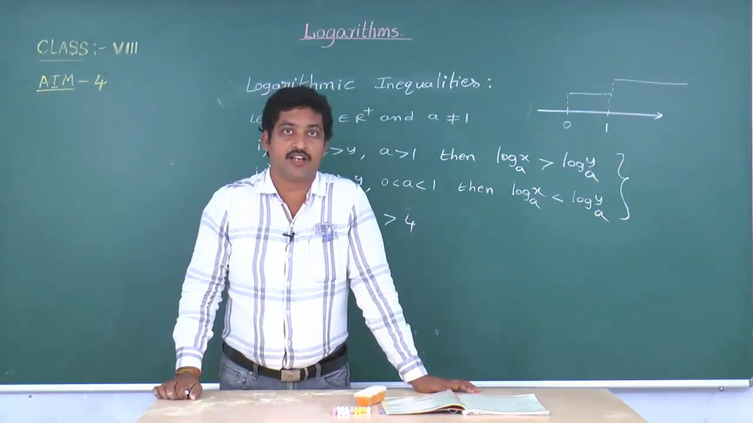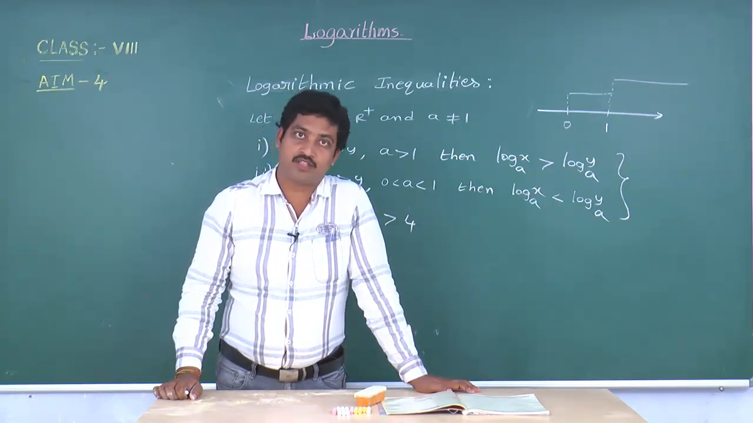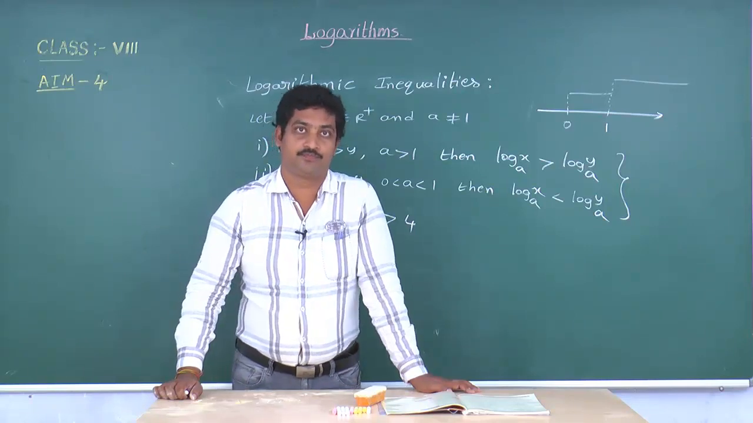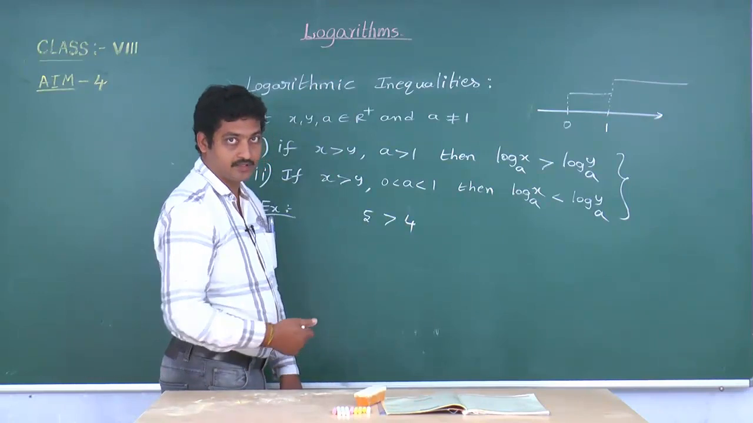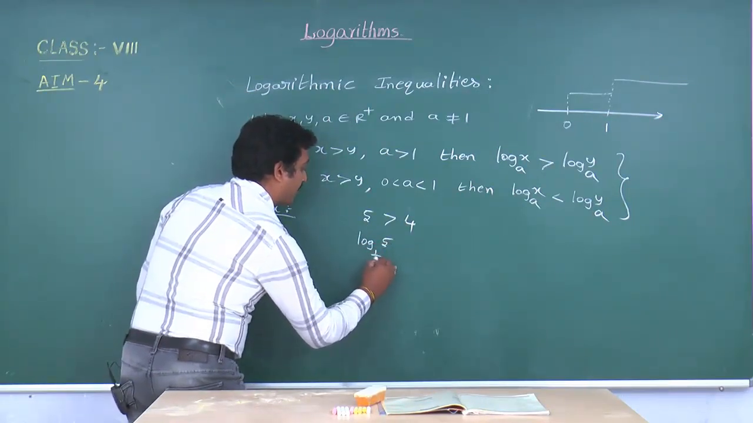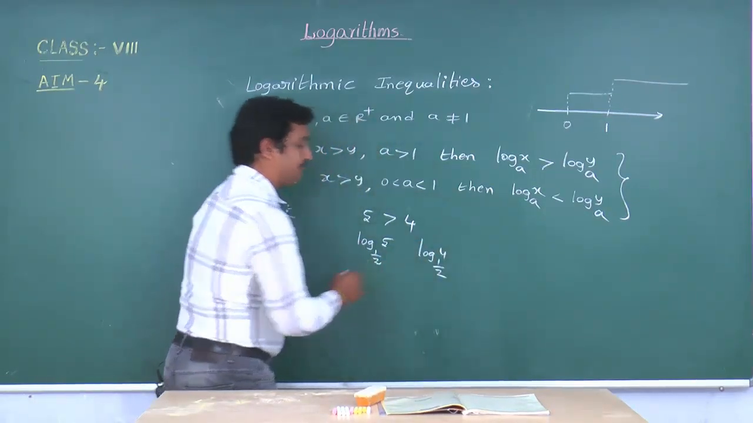I am going to take logarithms on both sides. I am going to apply the logarithms on both sides with the base 1 by 2. Then how does this inequality become? Log 5 to the base 1 by 2, log 4 to the base 1 by 2.